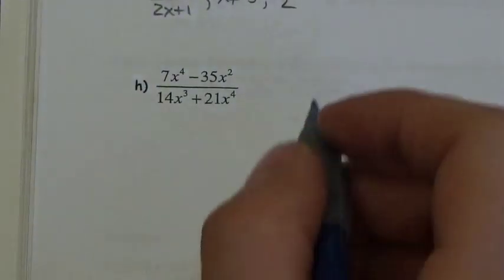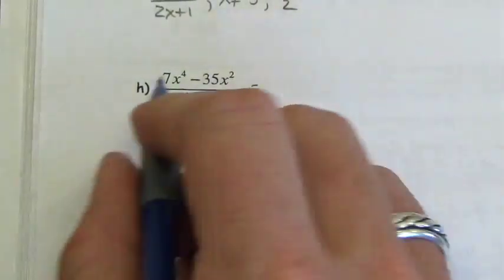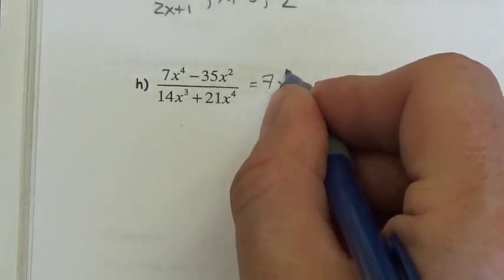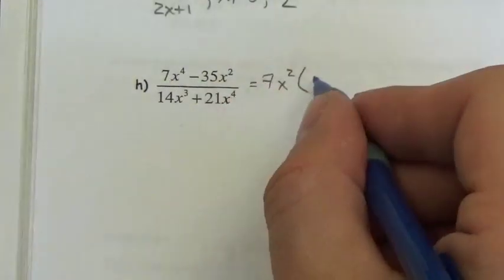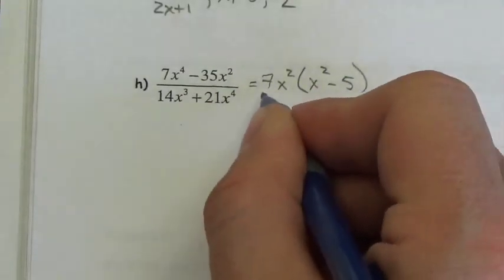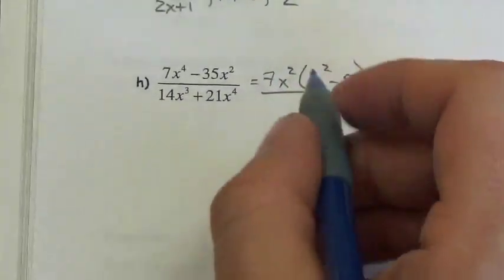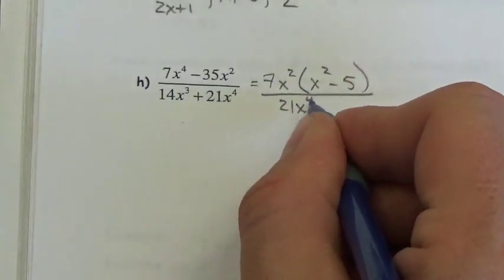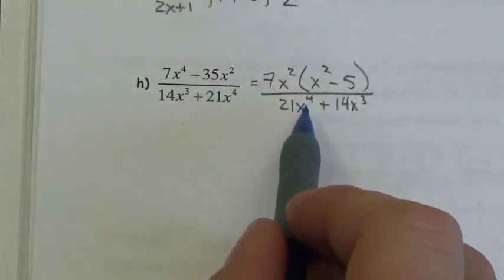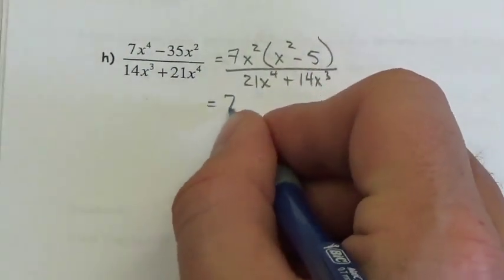All right, okay, well now this one's looking a little messy. In the numerator here, I'm going to take out what's common, and that's going to be a 7x squared, and I'm going to be left with x squared minus 5. In my denominator, first of all, I'm going to change the order because I want the higher power up front. Okay, so I'm going to stick with that. That looks prettier to me.